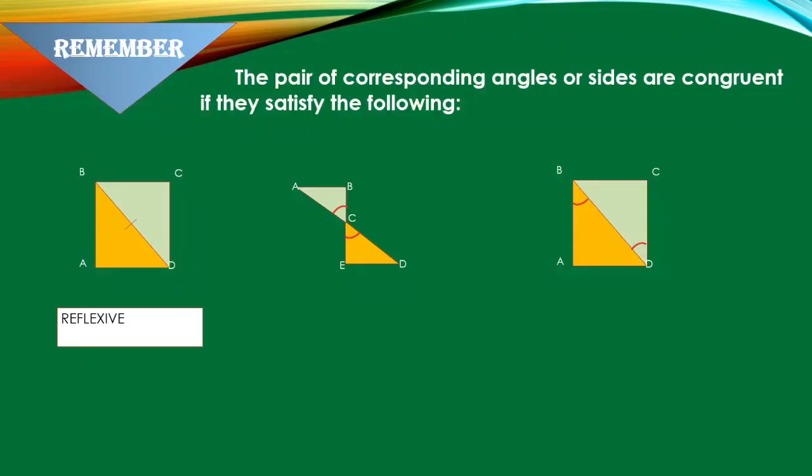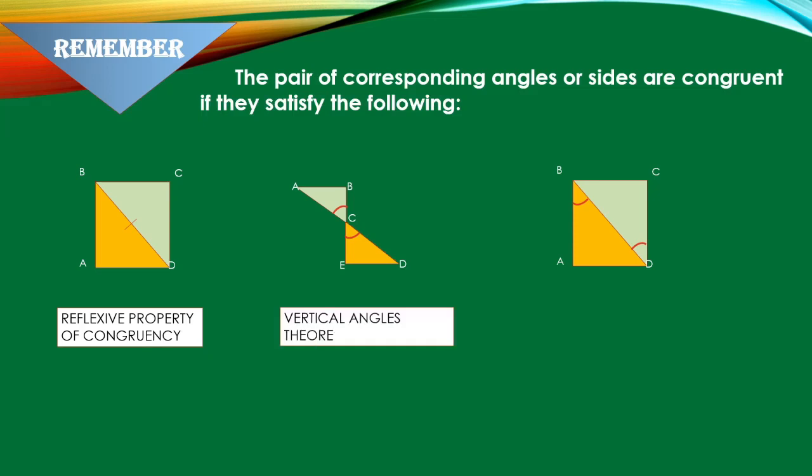Another thing to remember, the pair of corresponding angles or sides are congruent if they satisfy the following using markings: reflexive property of congruency, vertical angles theorem, alternate interior angles are congruent.